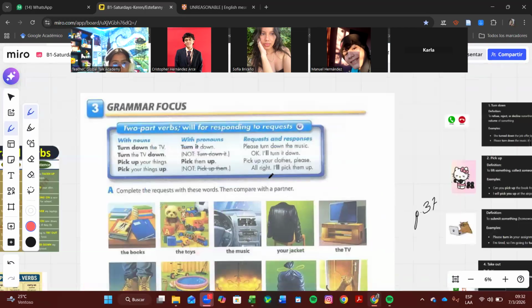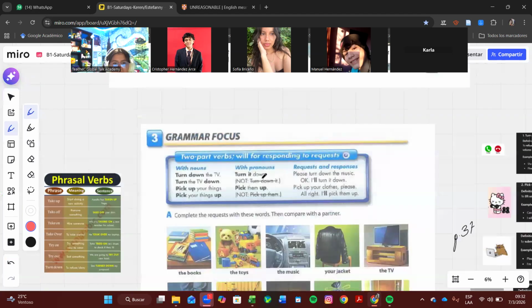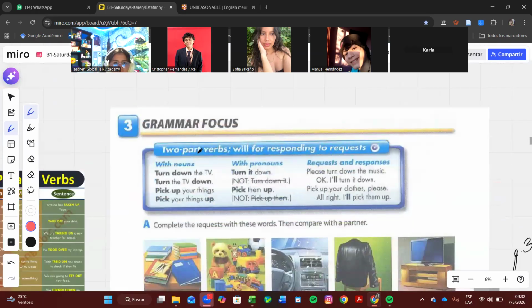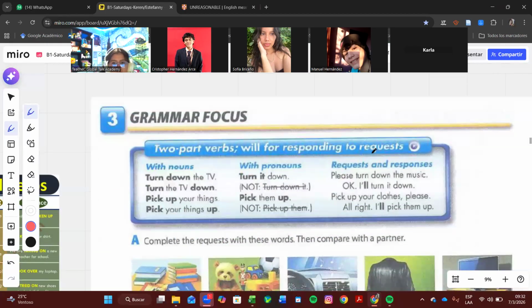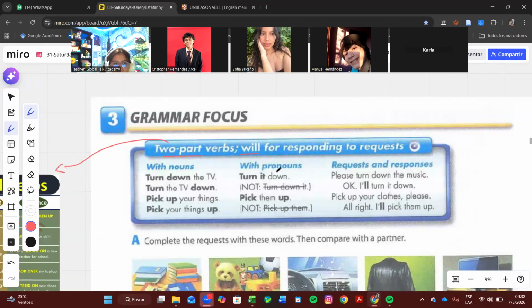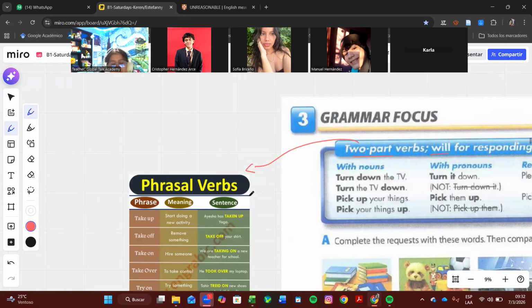Okay, so let's continue. Here we have some grammar focus. It's on page 37. This is about two-part verbs and will for responding to requests. So we have will and two-part verbs. This is similar to, I don't know if you have heard about phrasal verbs. Christopher, have you heard about phrasal verbs? Yes, teacher. Yes, right? So how could you describe it? Do you have an idea or something?